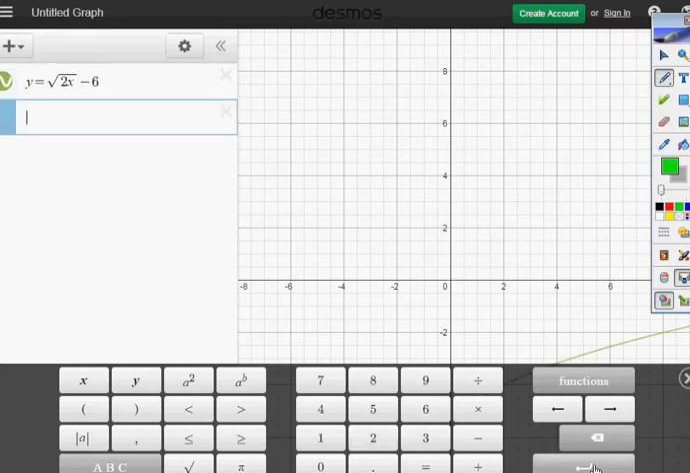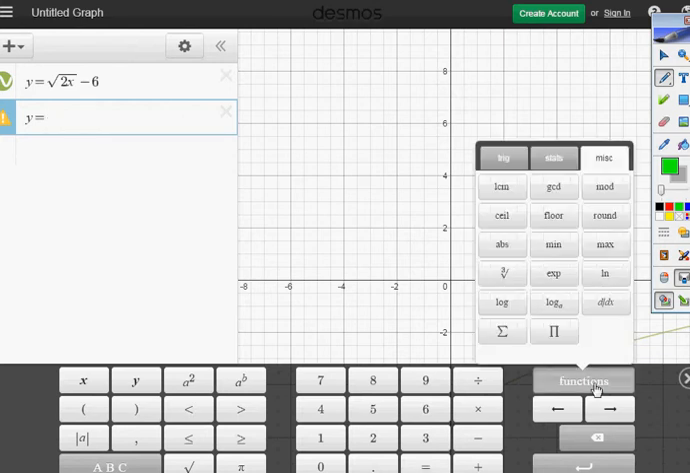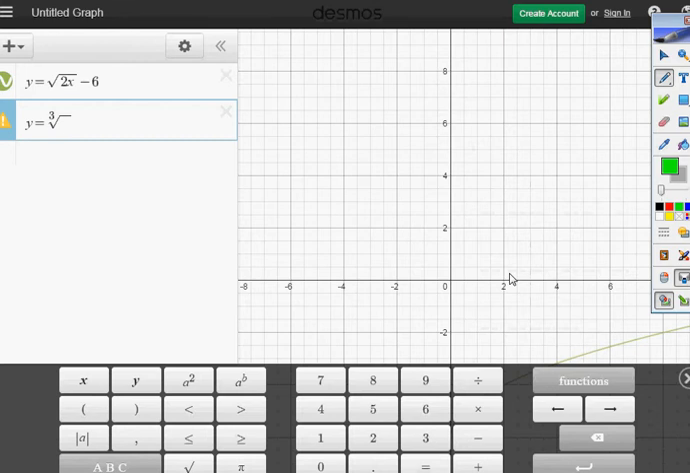And what's my new equation? Cubed root. Y equals, are you on Desmos? You can watch me here. Y equals, functions, cubed root, and then what was it? Go ahead, Rebecca. Negative 5x.